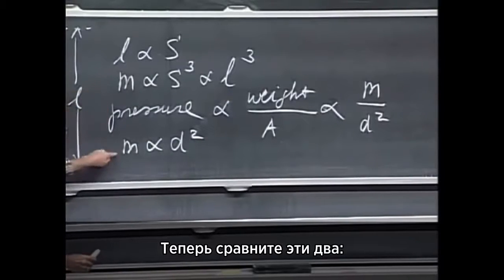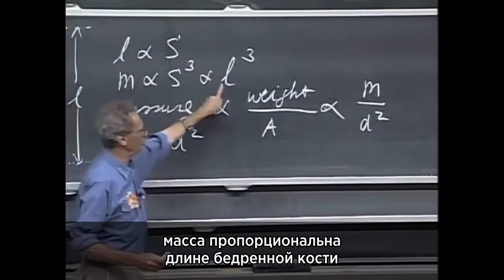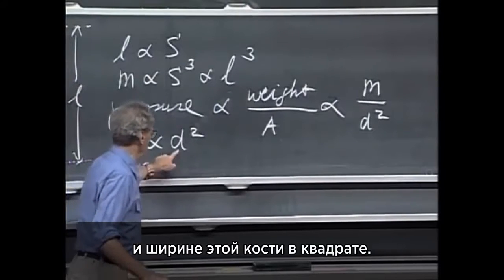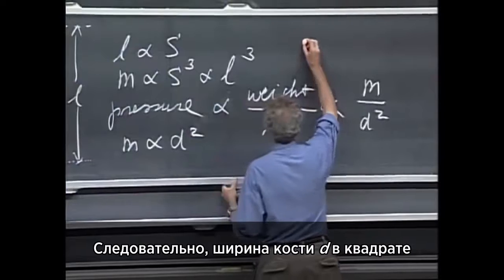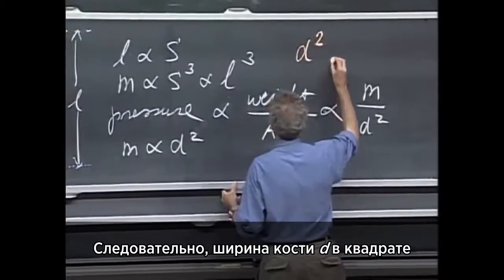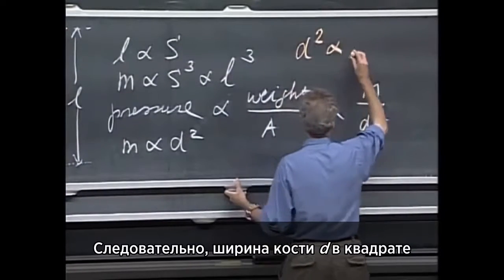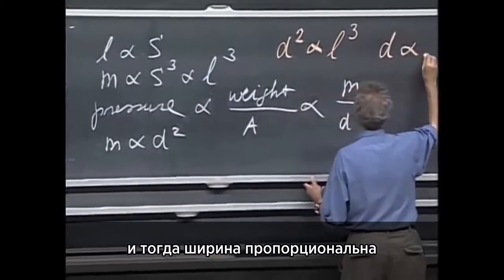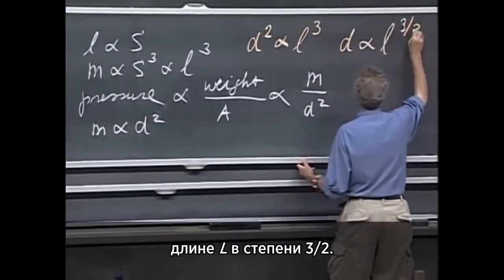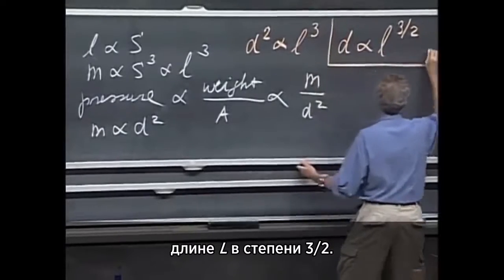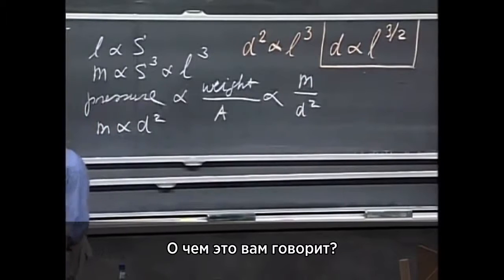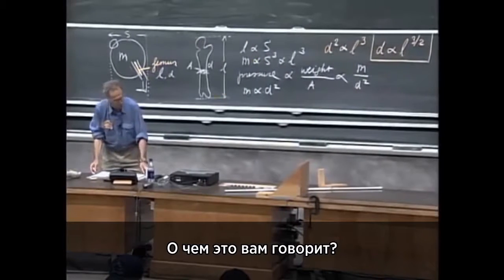Now compare these two. The mass is proportional to the length of the femur to the power 3, and to the thickness of the femur to the power 2. Therefore, the thickness of the femur to the power 2 must be proportional to L cubed, and therefore the thickness of the femur must be proportional to L to the power 3/2. A very interesting result. What is this result telling you?